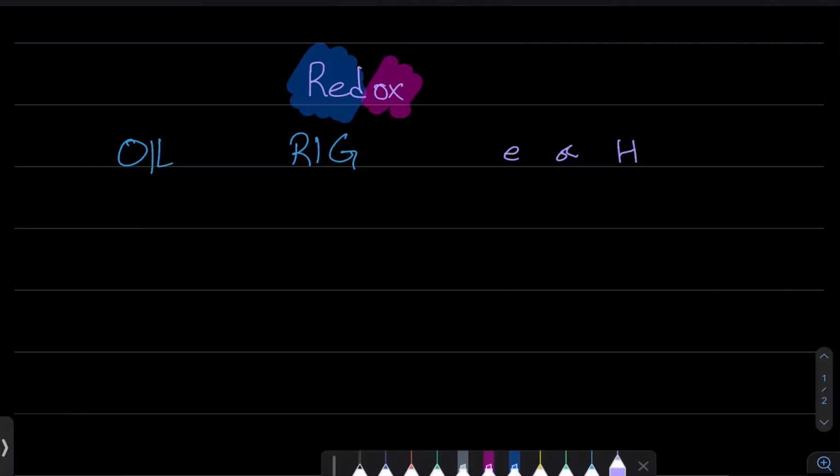So that's the main idea that we have here. Now what about oxygen? Oxygen के लिए it is the opposite. If something gains oxygen, that is oxidation, and if something loses oxygen, then that is reduction.